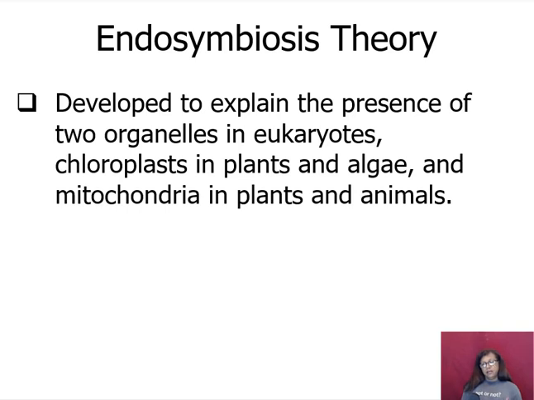So the endosymbiosis theory was developed to explain the presence of two organelles in eukaryotes in particular. Number one, the presence of chloroplasts, and that's in plants and algae, and the presence of mitochondria in both plants and animals.